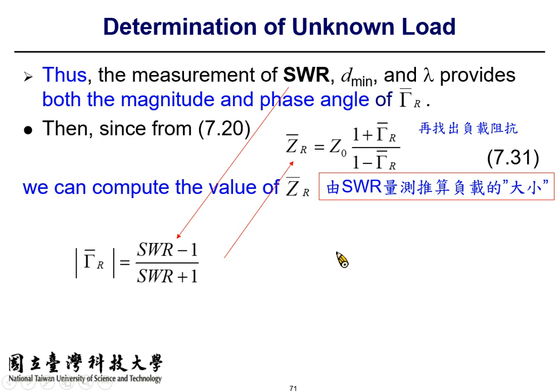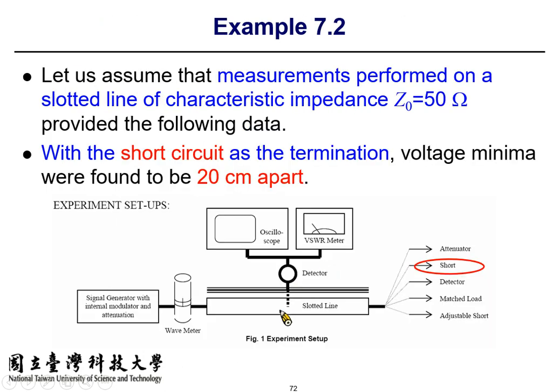So here we'd like to introduce you the equipment you need to perform the SWR measurement. In example 7.2 in your textbook, it shows a picture of the measurement equipment you can use to perform the SWR measurement. Here you have an oscilloscope, which records the voltage signal in the transmission line.